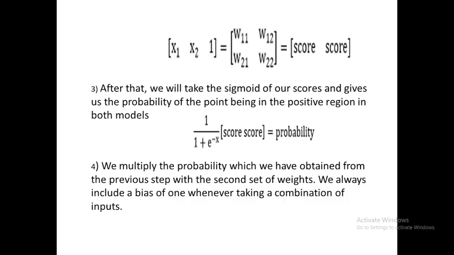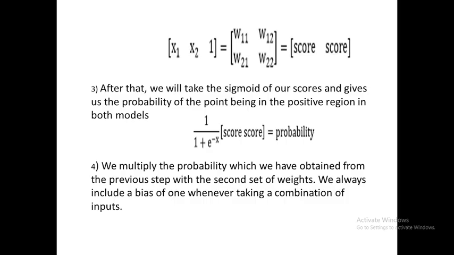Here what we are doing with the help of that score: we will take the sigmoid of our scores, which gives us the probability of the point being in the positive region in both models. So the formula to calculate that is 1 by 1 plus e power minus x, the score value. So that is equal to the probability. The probability is found to know whether the scores are plotted in the positive region or in the negative region. We multiply the probability which we have obtained from the previous step with the second set of weights.